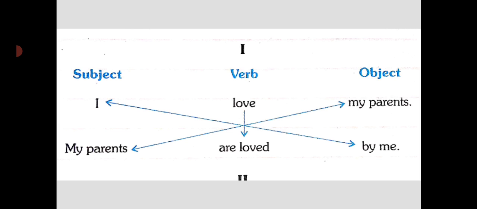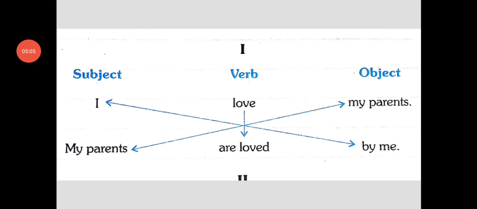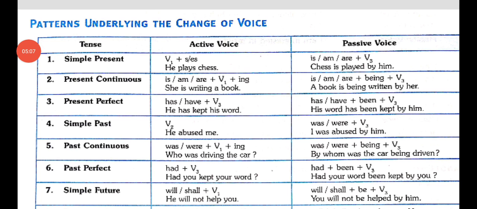If active voice is in present tense, then we use is, am, are plus verb की third form. So here my parents are plural, so we use are. My parents are loved by me. My parents are loved by me. These are formational rules.